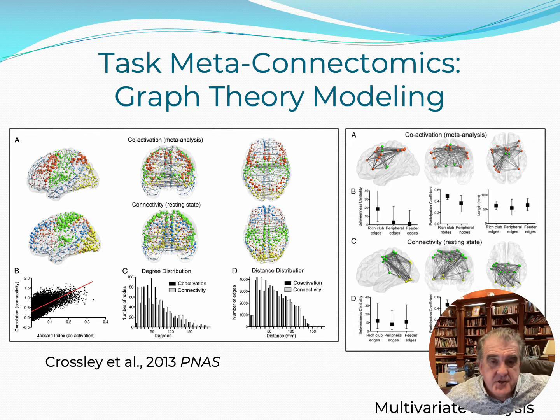The same strategy, but with a different analytic approach, has been applied by Nick Crossley that's shown here. Crossley used graph theory modeling rather than ICA, but like Smith, Crossley compared BrainMap task activation data with resting state fMRI and found very similar topological properties both at the whole brain level, shown on the left, but then also at the subnetwork level, shown on the right.